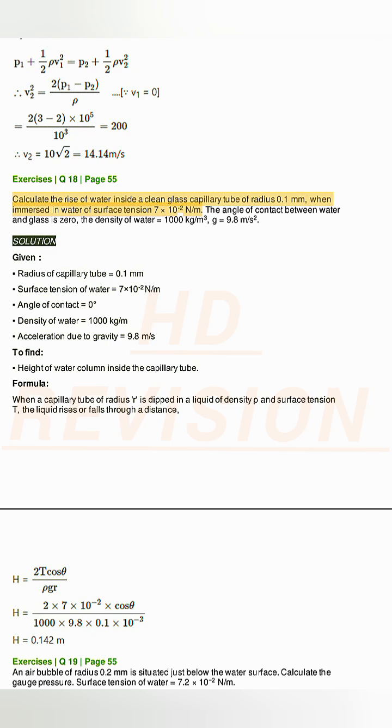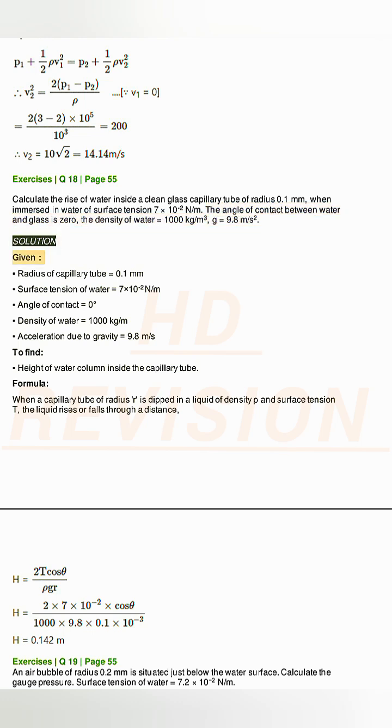Exercises Q18, page 55. Calculate the rise of water inside a clean glass capillary tube of radius 0.1 mm, when immersed in water of surface tension 7 times 10^-2 N per meter. The angle of contact between water and glass is 0. The density of water equals 1000 kg per cubic meter, g equals 9.8 meters per second squared.